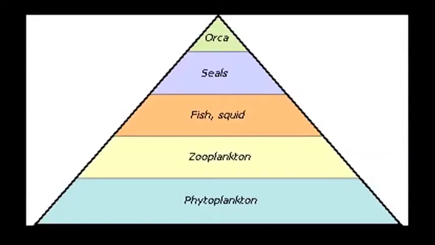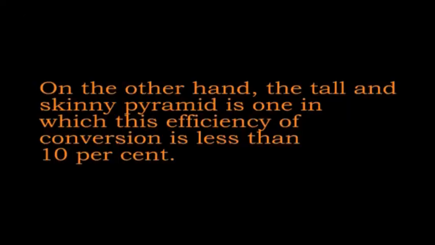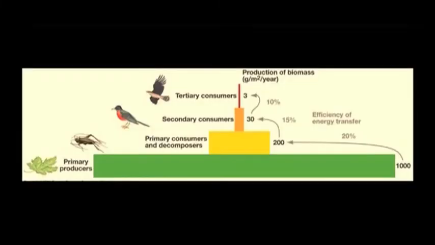The squat biomass pyramid is one in which the efficiency of conversion between two different trophic levels higher up is about 10% or more on an average. On the other hand, the tall and skinny pyramid is one in which this efficiency of conversion is less than 10%. When the various ecosystems are analyzed, the results obtained indicate clearly that the tall and skinny pyramids are more likely to be disrupted by biotic or physical changes than the squat pyramids are.